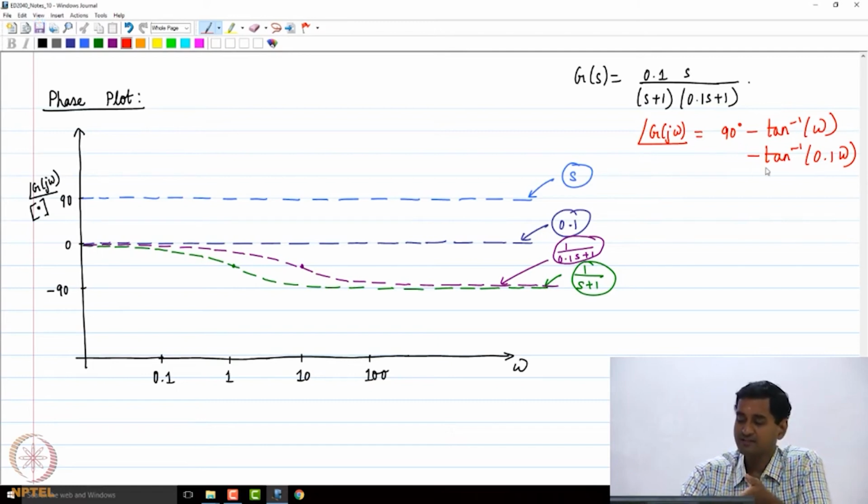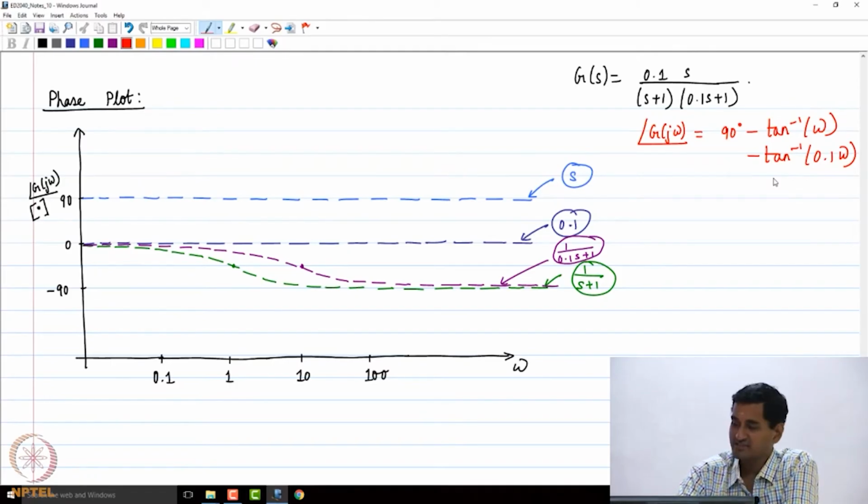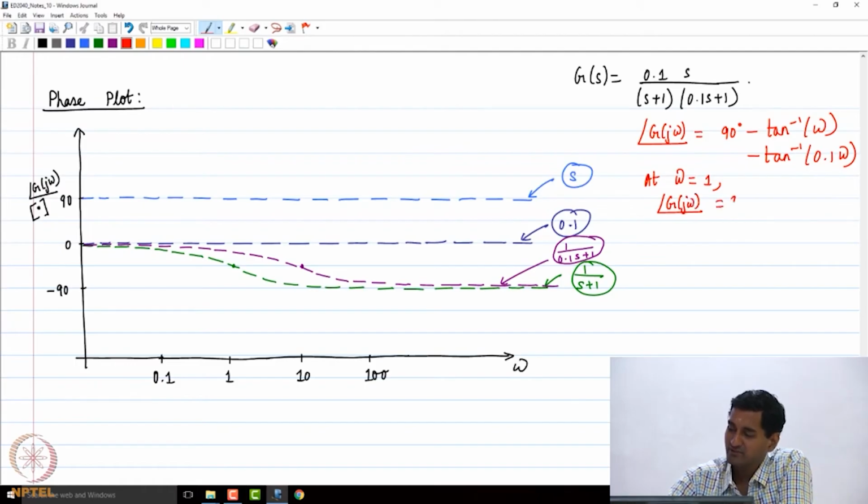So in order to plot the net phase plot, we just calculate the phase at the corner frequencies, so that we can mark them and draw a smooth curve through those frequencies. The two corner frequencies are at omega equals 1 and omega equals 10. So at omega equals 1, we are going to have 90 degrees minus tan inverse 1 minus tan inverse of 0.1, alright.